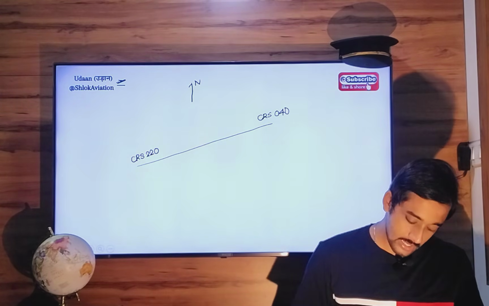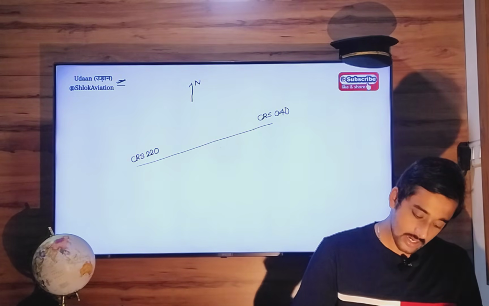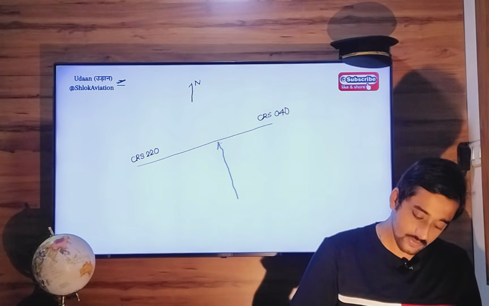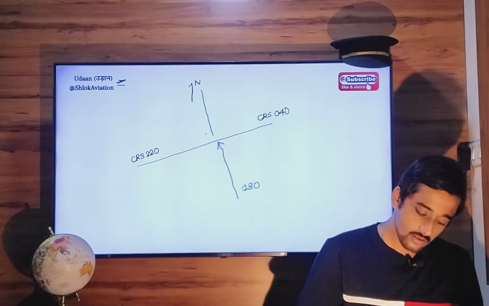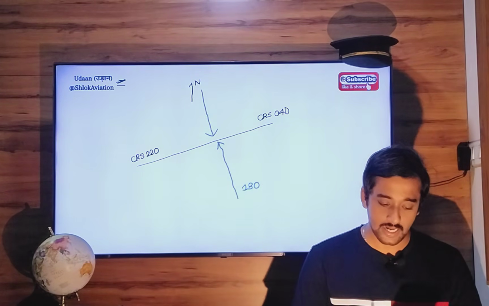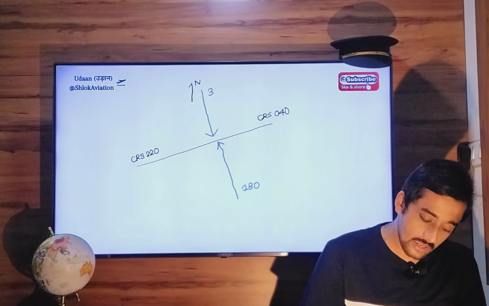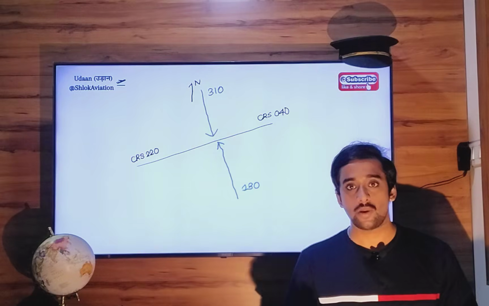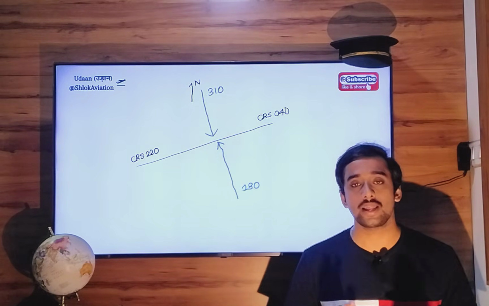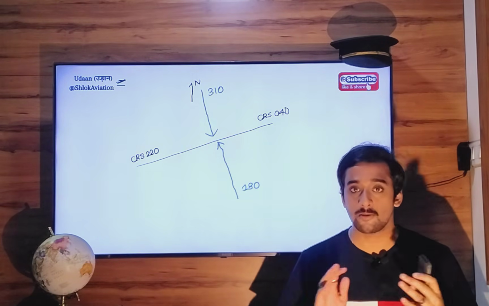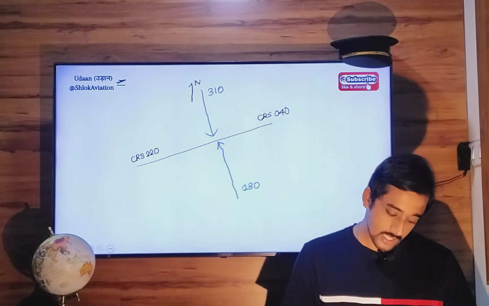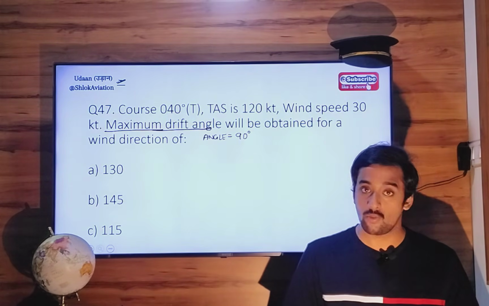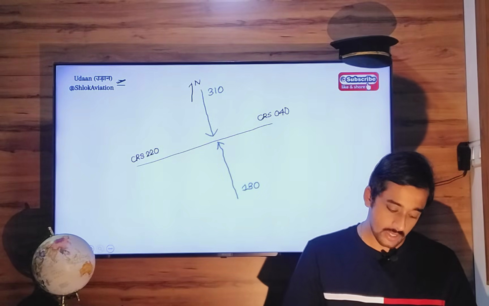So the wind should come from either a direction of 130 or 040 minus 90 plus 360, a direction of 310. If the wind is coming from either direction, you will get maximum drift angle, maximum crosswind. So of the three options, 130, 145, 115, 130 will be the correct answer.